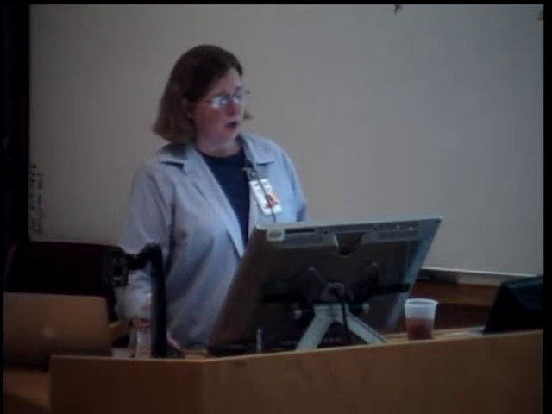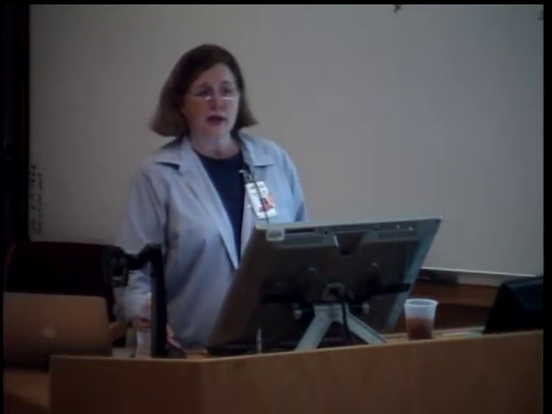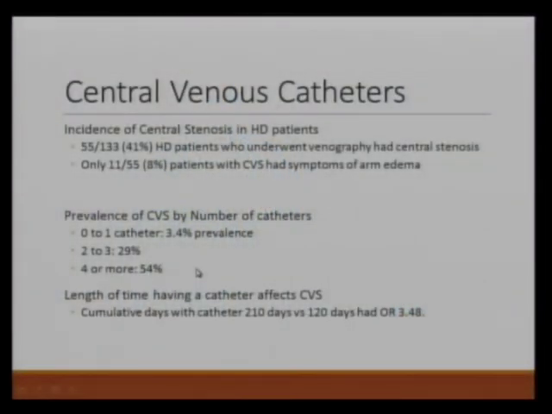Okay, so the prevalence of central venous stenosis is affected by the number of catheters that a patient has had. If someone's been on dialysis a long time and they've had a lot of catheters, they are more likely to have central stenosis. One study looked at it, and if somebody had 0 to 1 catheter, their prevalence would be 3.4%. 2 to 3 catheters, 29%, and then 4 or more, 54%. And so that's big. A lot of our patients over the years will have a number of catheters, and all of this is working toward setting up a central stenosis for them.